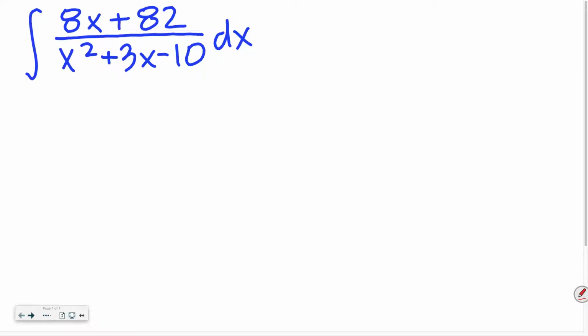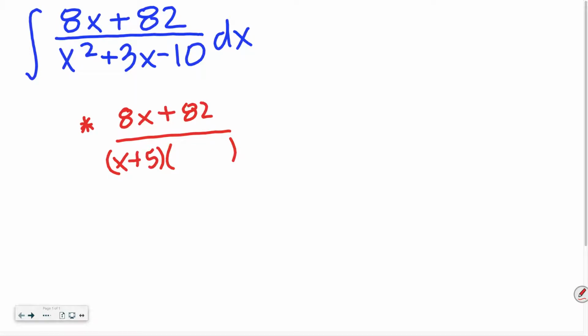So we're going to take this. I'm going to stop writing the integral for a moment. 8x plus 82, that seems excessive. What does our denominator factor to? X plus 5 times x minus 2.